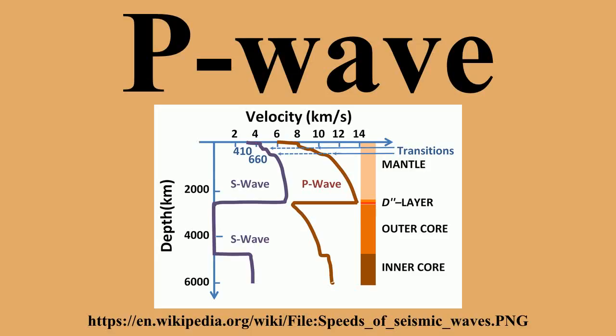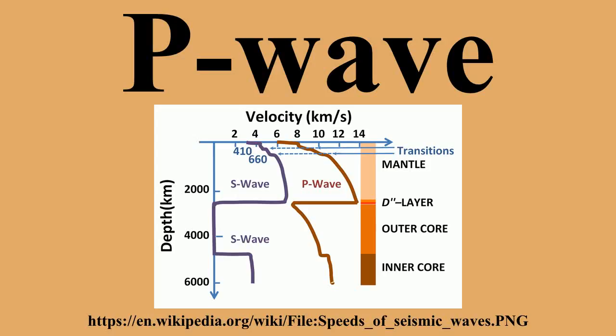P-waves are a type of body wave, called seismic waves in seismology, that travel through a continuum, and are the first waves from an earthquake to arrive at a seismograph. The continuum is made up of gases, liquids, or solids, including the Earth. P-waves can be produced by earthquakes and recorded by seismographs.